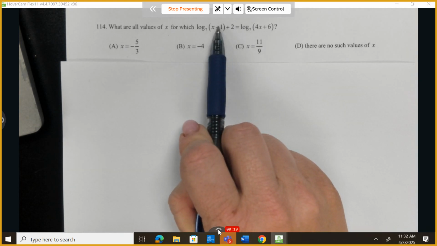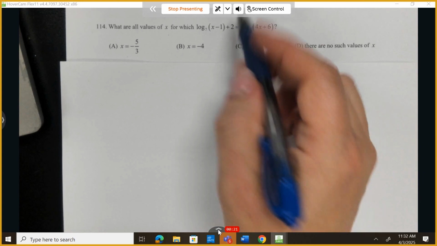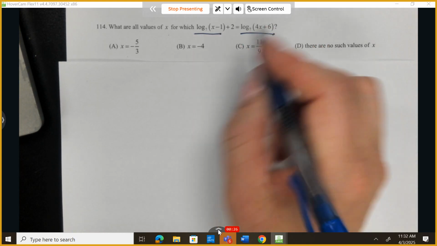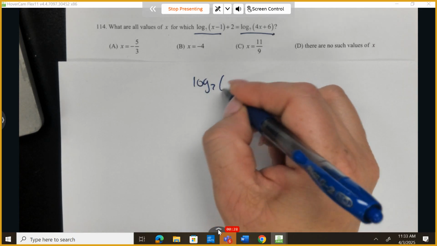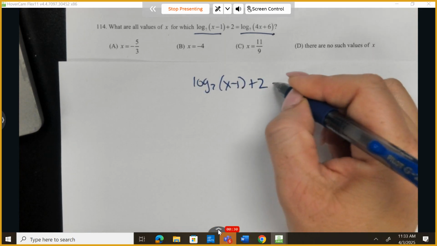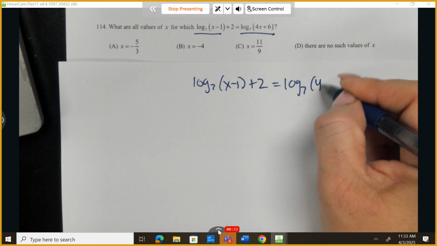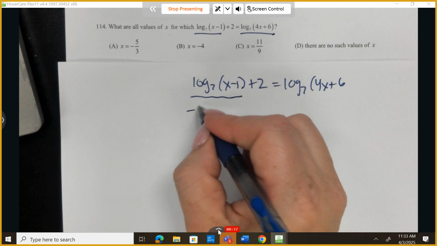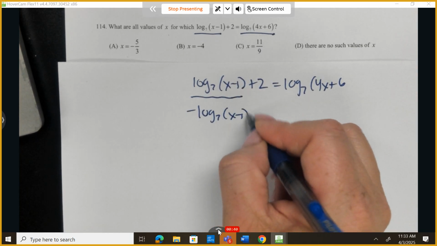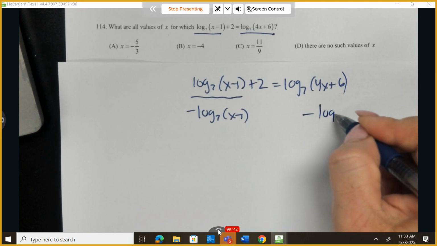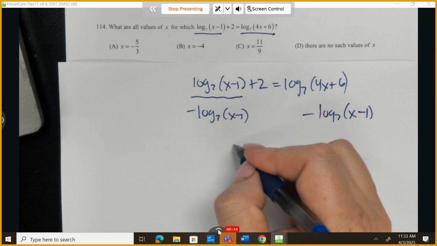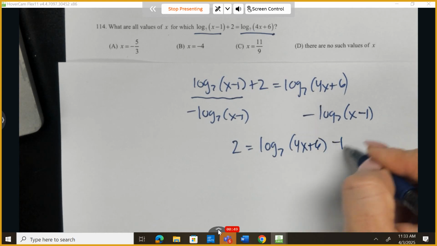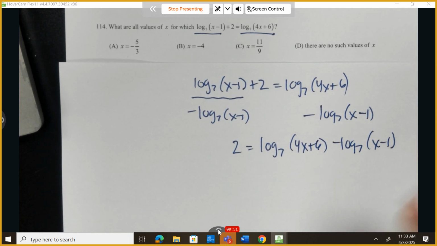Notice again how this is not part of the parentheses. So what I'm going to do is take these and put them on the same side. I'm going to choose to move this to the other side. So I have log base 7 of x minus 1 plus that extra 2 equals log base 7 of 4x plus 6. I'm going to move this quantity to the opposite side. Currently it's positive, so I'm going to subtract log base 7 of x minus 1. So 2 equals log base 7 of 4x plus 6 minus log base 7 of x minus 1.